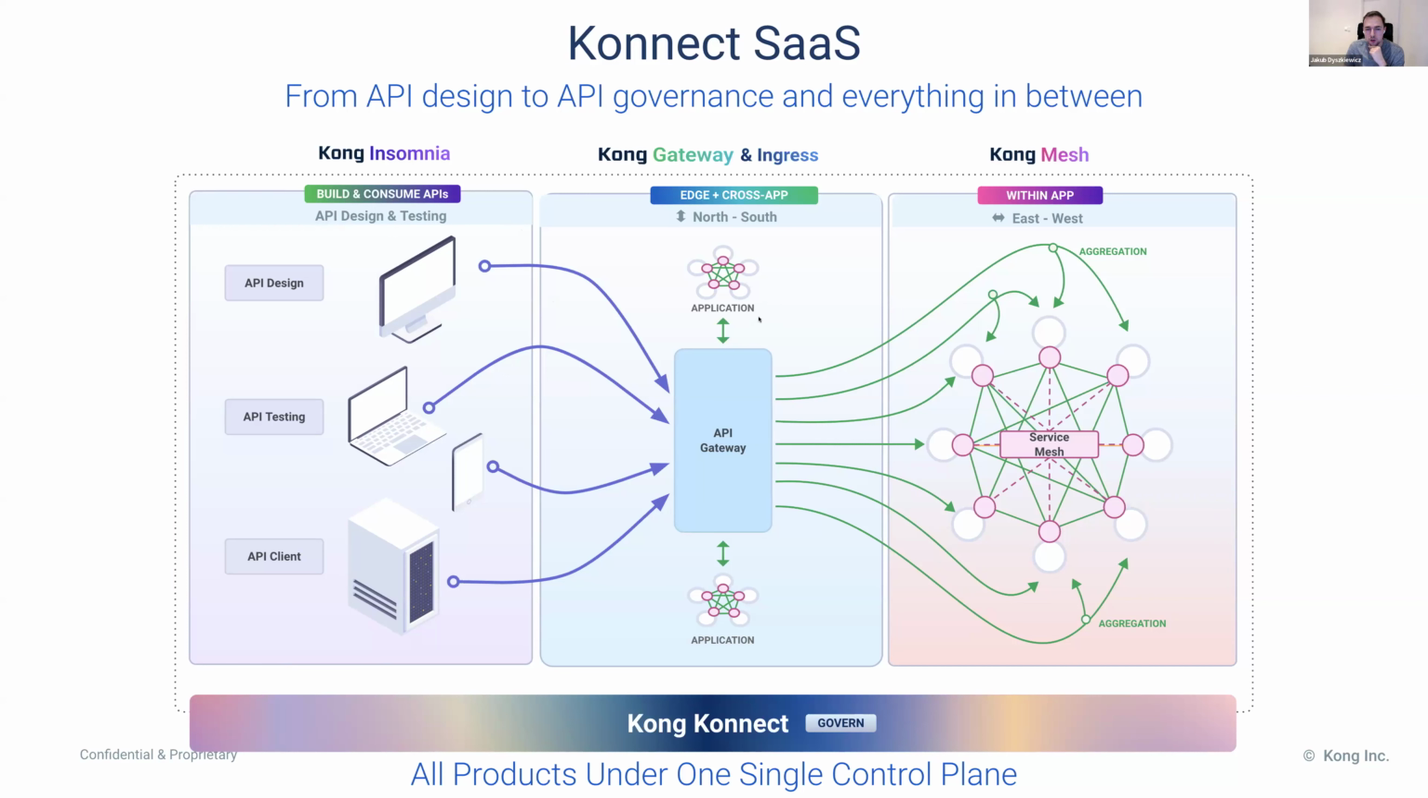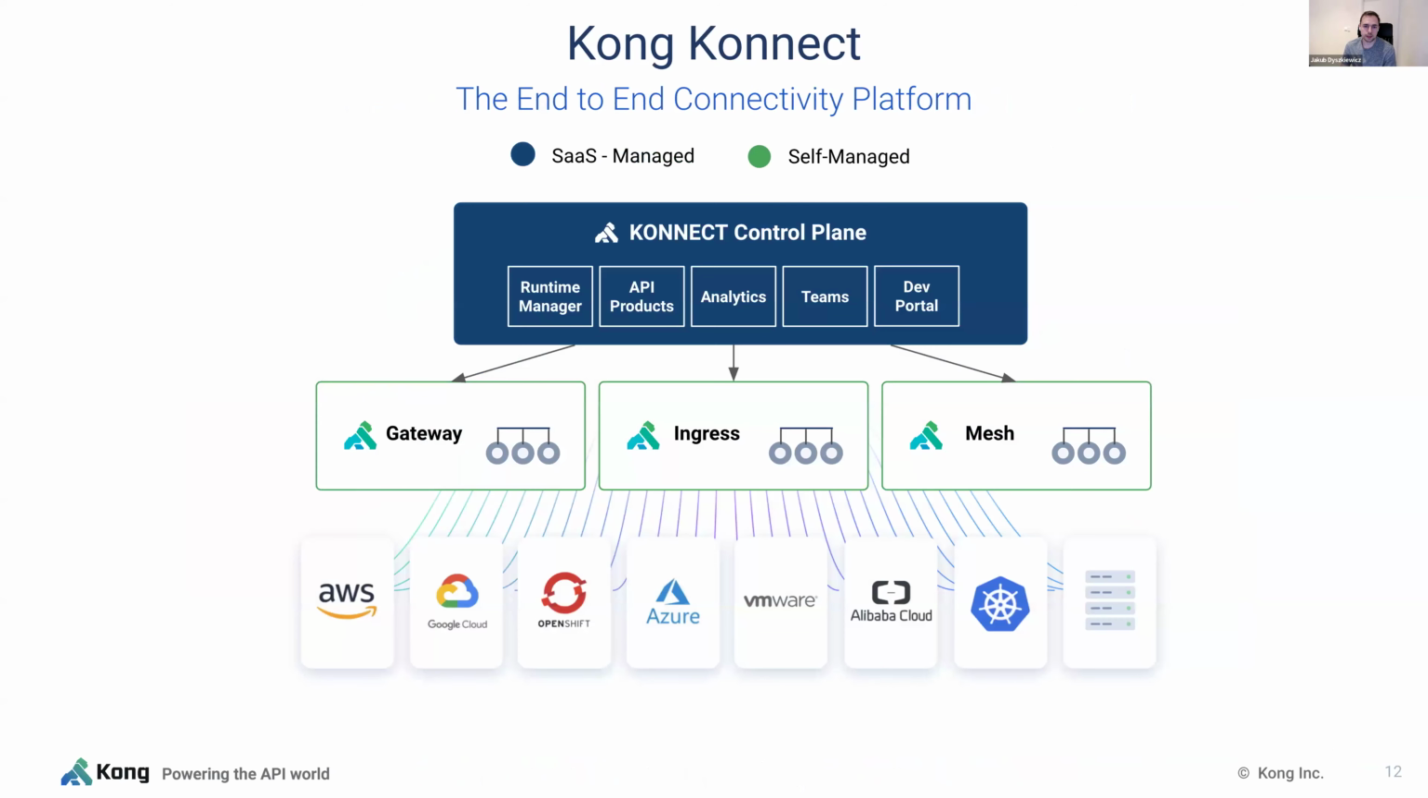Then you want to manage your north-south traffic. So again, that's the edge gateway that I talked about, right? So we offer Kong Gateway and Kong Ingress. And then we have Kong Mesh to manage east-west traffic as well. So we have all the products under one single control plane, which is a Connect control plane. So here we can offer a lot as a managed offering.